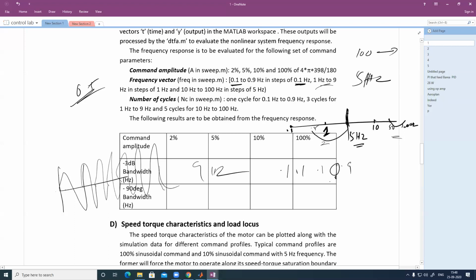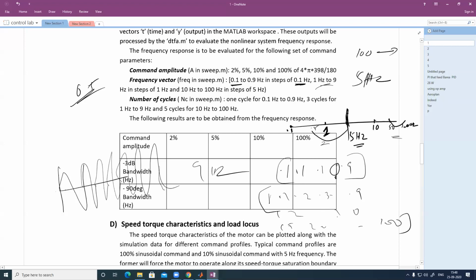Then what is this 0.9, sir? 0.9 is the first frequency. Within 0.1 to 100, we are choosing the first frequency as 0.9. No, 0.1, 0.2, 0.3 up to 0.9. Then 1, 2 up to 10, 15, 20 up to 100. This is the frequency. Yeah, these samples are chosen like that only.